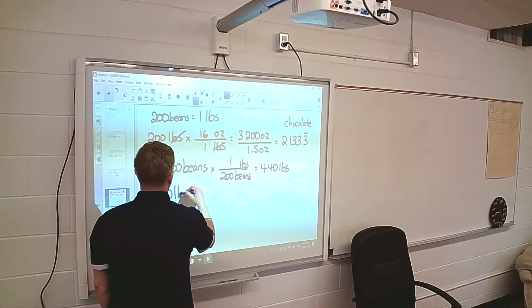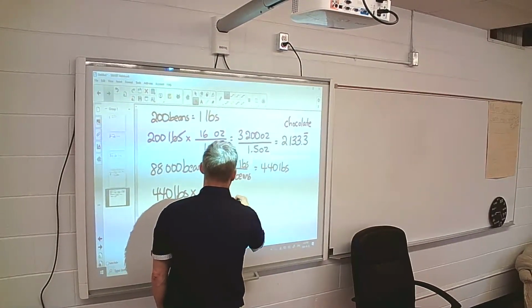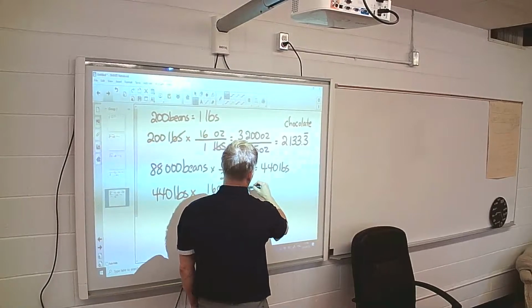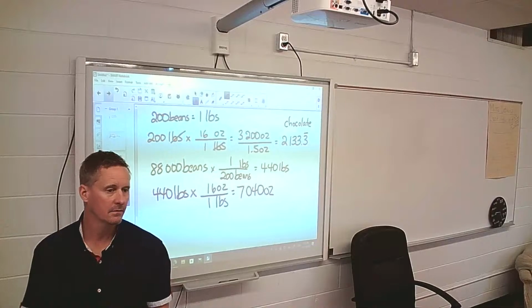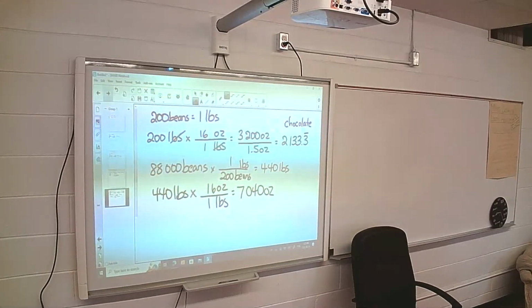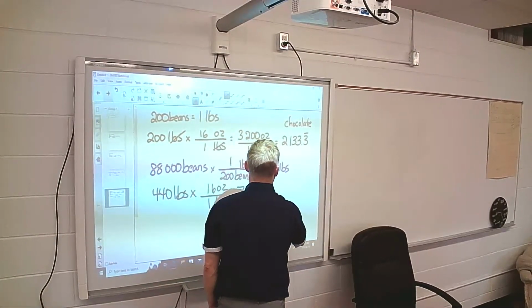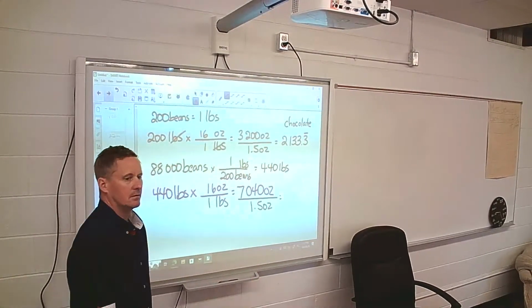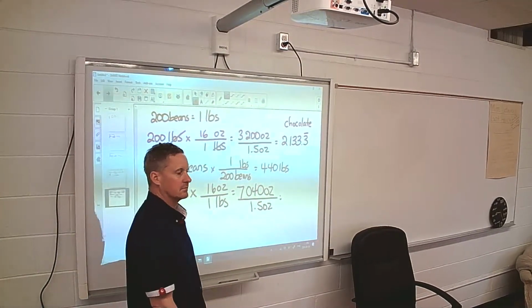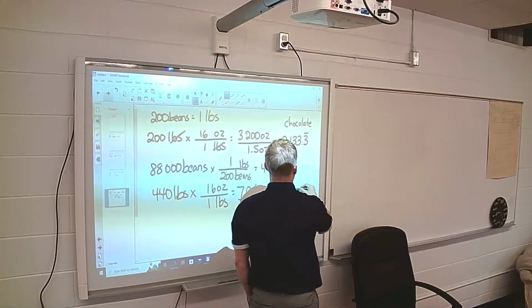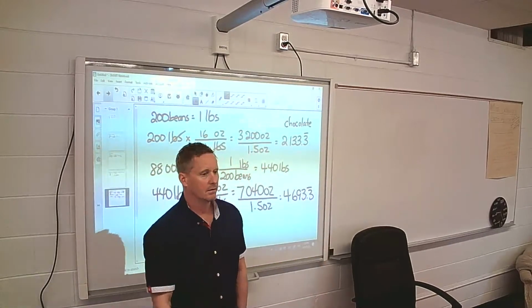Let's convert that 440 pounds of chocolate to ounces now. 7,040 ounces. Now what do I do? Divide by 1.5 ounces. Divide by 1.5 ounces equals. What do you get there, Sarah? 4,693 and 50. 4,693. Is that the right answer?